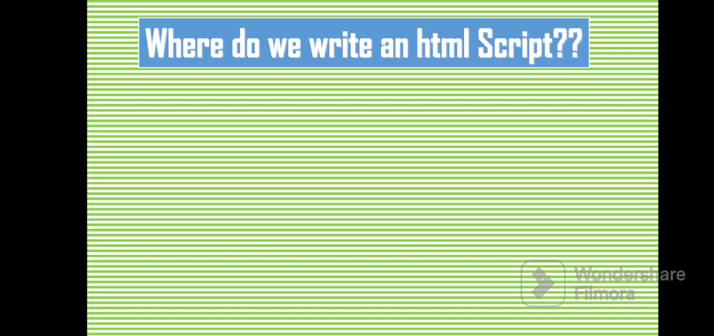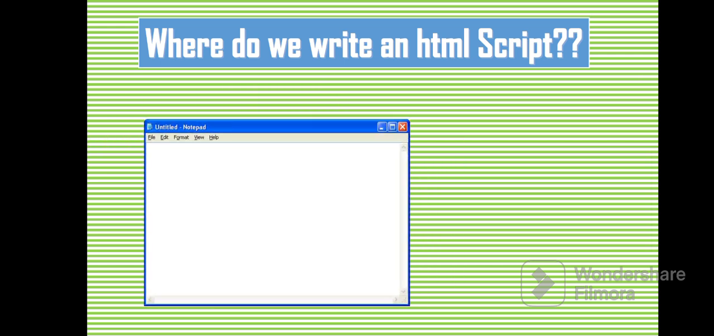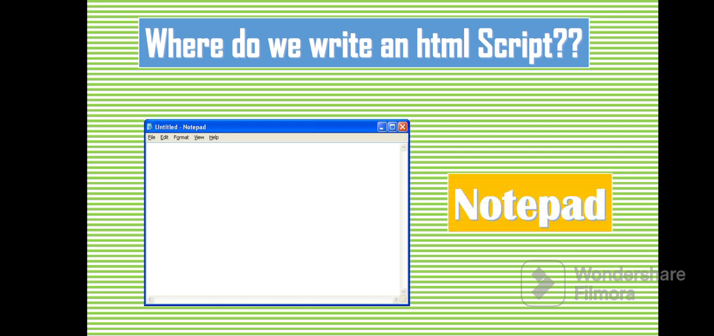Now here you can see a question: where do we write an HTML script, or which software do we use in order to create a web page? So now you are seeing this text editor here which is used to write an HTML script. Can you tell me what this text editor is known as? Yes, this text editor is known as Notepad. So at beginner level, when you are starting to write an HTML program, you will be using Notepad, which is easily available on your computers.